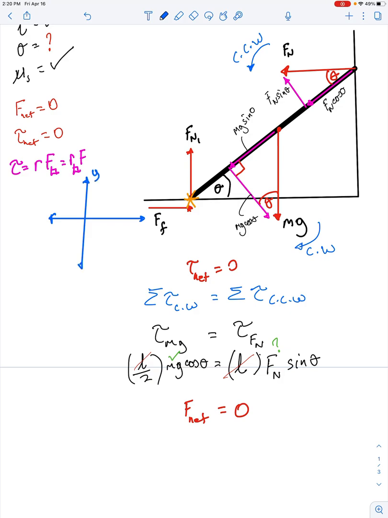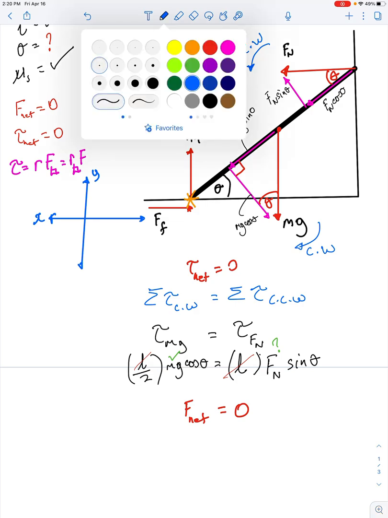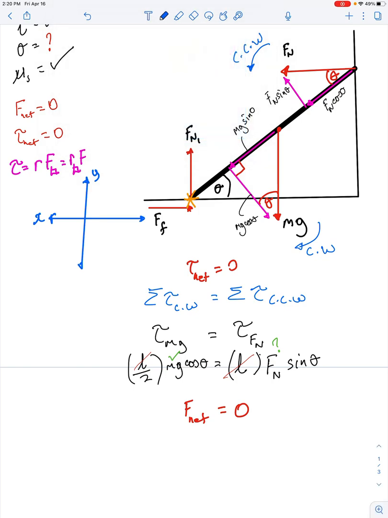So this is my y, this is my x. The reason is because all the forces are acting vertical to the page and horizontal to the page. So now when I do F net is equal to 0, I don't have to break anything down. If you look at F net is equal to 0, it simply means that the sum of the forces up is equal to the sum of the forces down.